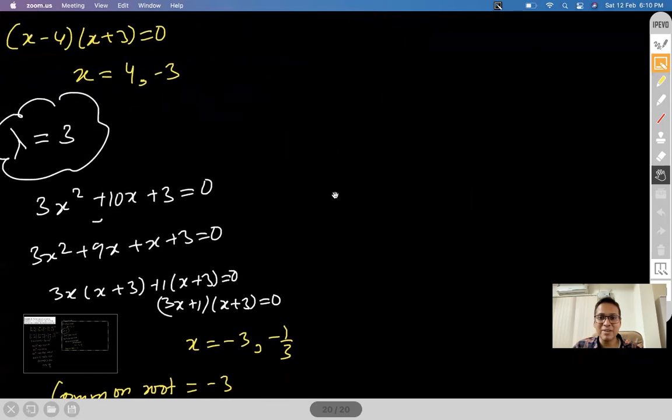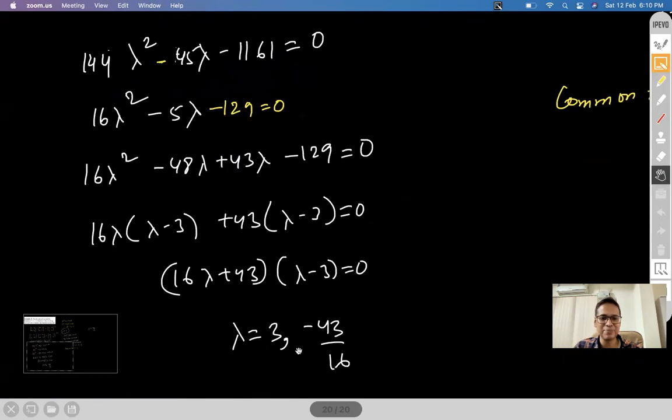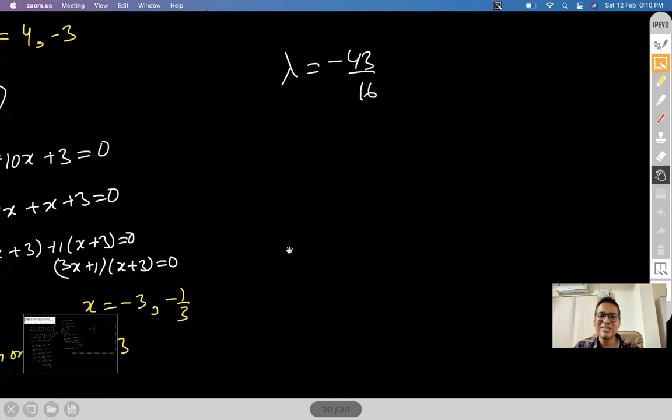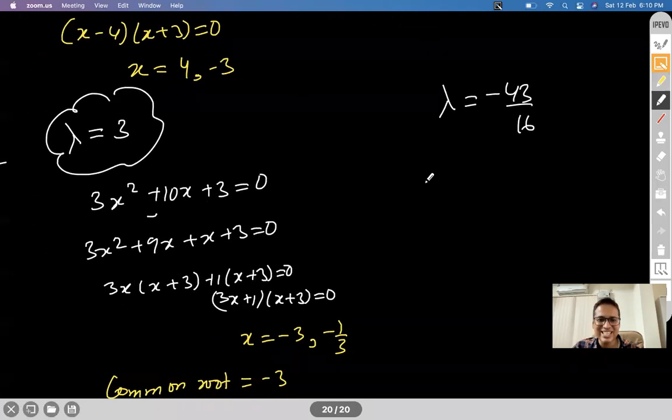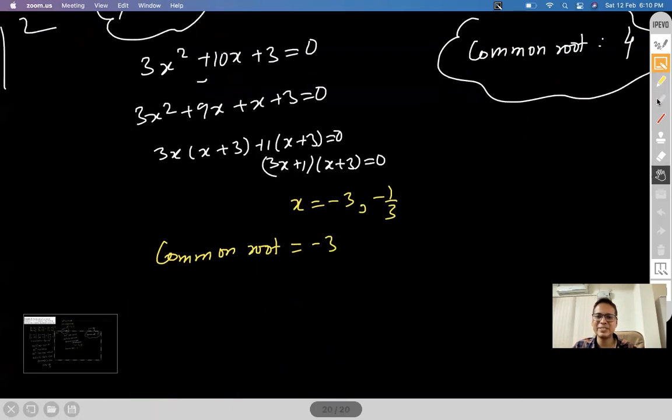But if you take lambda value as -43/16, without much hiccup, I can say the common root will be 4 in that case. Right? Because any one of the roots has to be common. So if -3 is addressed when lambda was 3, then with lambda as -43/16, the common root should be 4. Done. Is it fine? Any questions, any concerns?